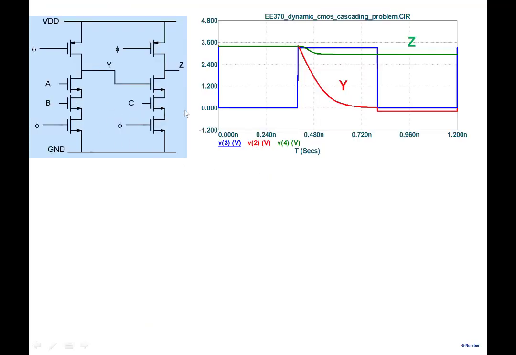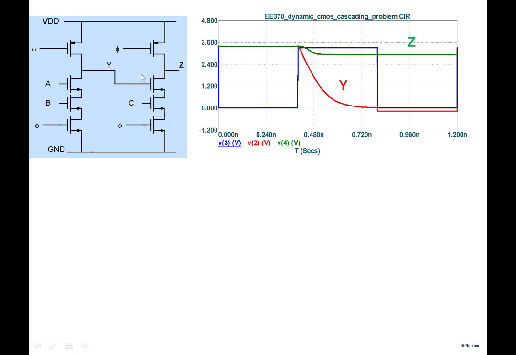So I took this one, and the blue is the clock part here. Y shows the output here, and Z1 is the green one. So note that when you go to the evaluation phase, when the clock is high, then Y, which was 1 here, this red one, starts to discharge. But note that for a certain period, Y is still not 0. It's supposed to be 0, but it's not 0.